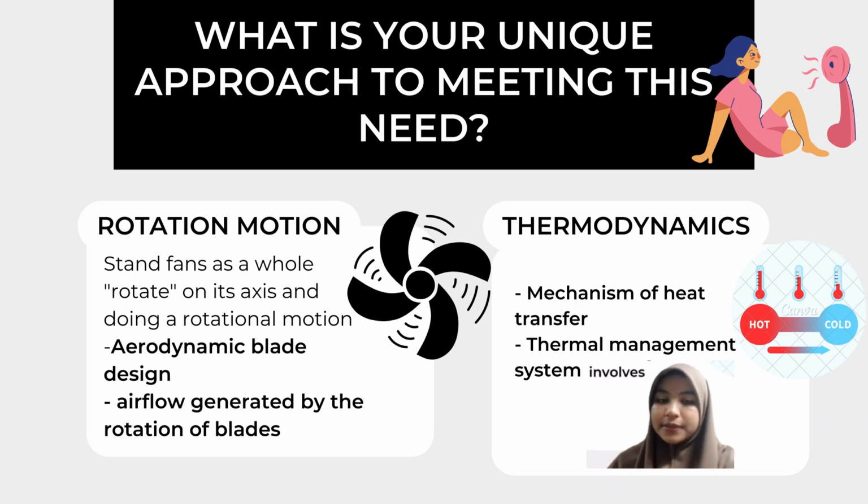Next is thermodynamics, which is the mechanism of heat transfer. Enclosure cooling involves a combination of heat transfer mechanisms, and the primary mechanisms used for cooling an electrical enclosure are conduction, convection, and radiation heat. One is the thermal management system, which is controlling temperature through technology. This technology is based on thermodynamics and heat transfer.